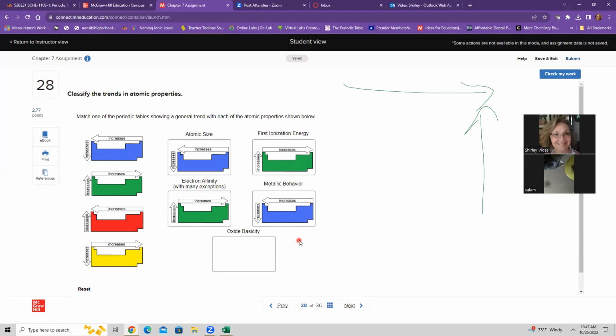Oxide basicity. Well, it's not yellow, in case you were wondering. No, it has to be one of the others. Because it goes with it. I just got to think. The more electronegative it is, I'm thinking the lower the basicity. I have to think on this one, and it's not working. I am not in a thinking mode today, as you noticed.